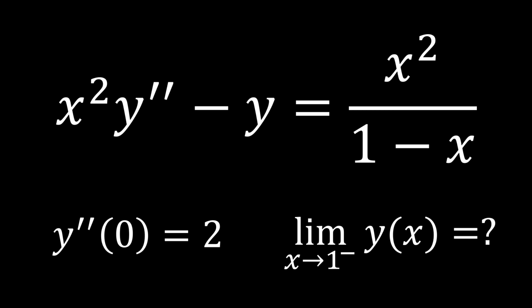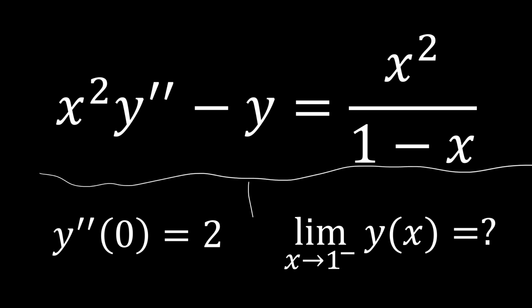Today we're going to be checking out this differential equation right here. As you can see, this is the initial condition right here, and the final question that we're trying to answer is the limit as x goes to 1 minus of our function y of x. So without any further ado, let's go ahead and jump into this very golden differential equation.